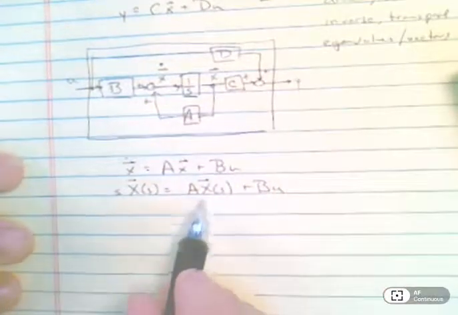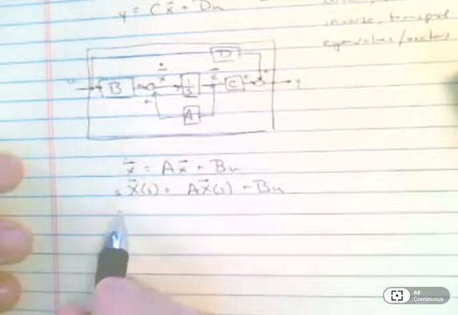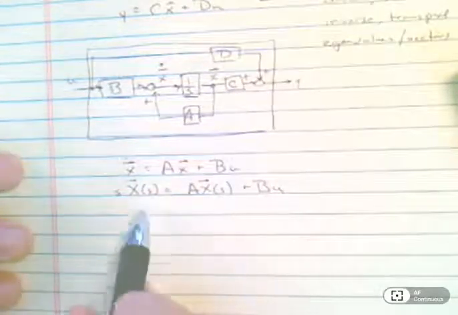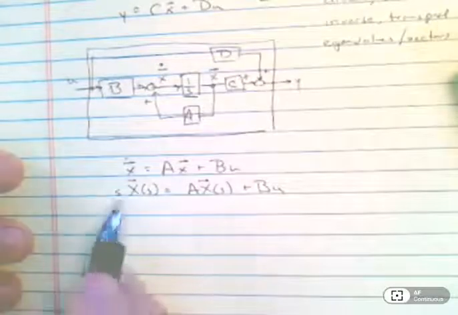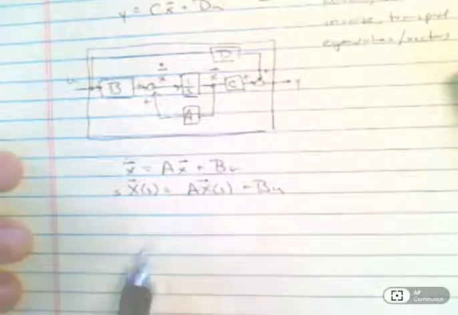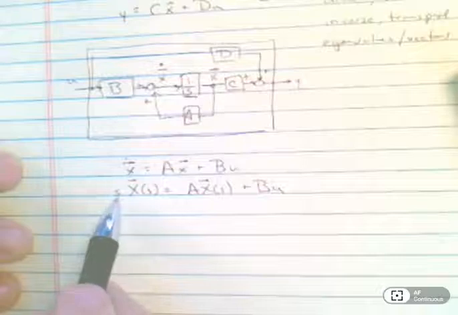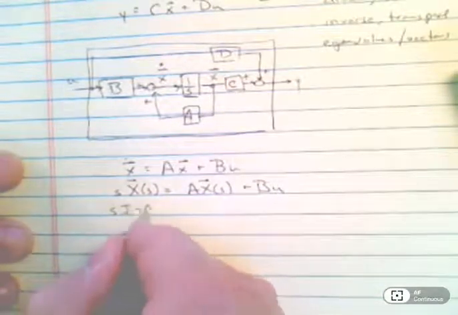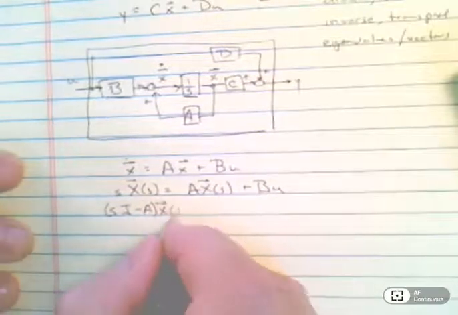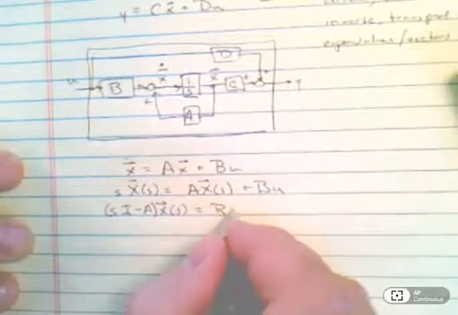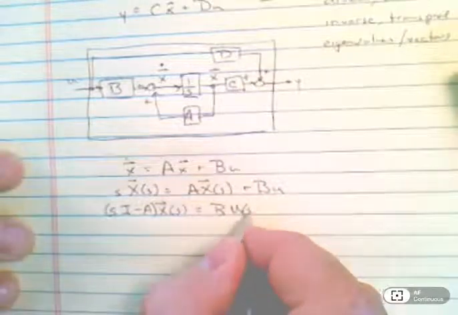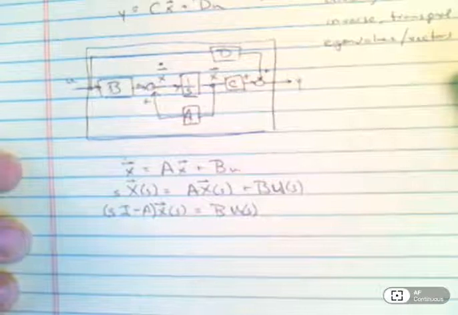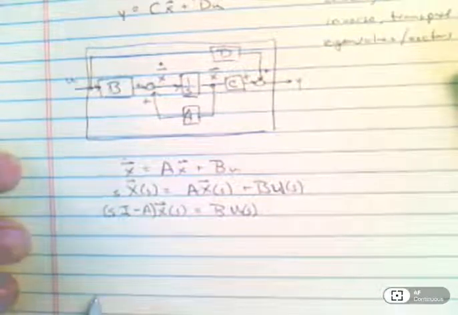And now I want to combine the x terms, so I'm going to bring the A over. And I'm going to take out the x from the s and the A, but s is a scalar in this case, A is a matrix, so to do math with them I have to multiply s by the identity matrix. So I'm going to get sI minus A times X, the Laplace variable, equals BU. That's the Laplace variable. And now what I'm going to do is isolate x.